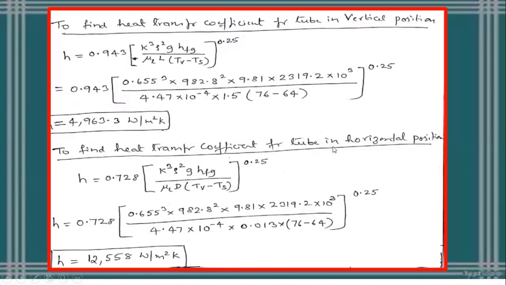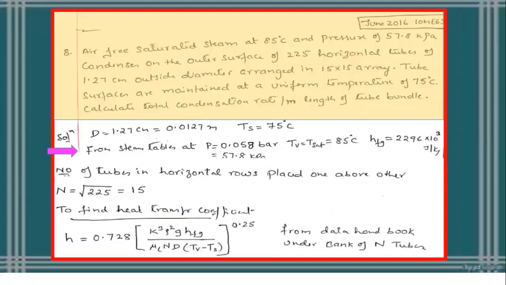To find the heat transfer coefficient in the horizontal position, go to the next expression for the horizontal position. The only difference between these two is that in the vertical position you put L here, and in the horizontal position we substitute the diameter here and get the h value, the average heat transfer coefficient in the horizontal position.